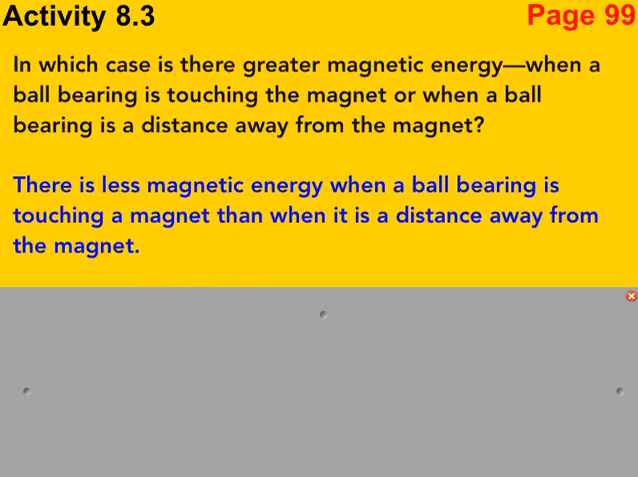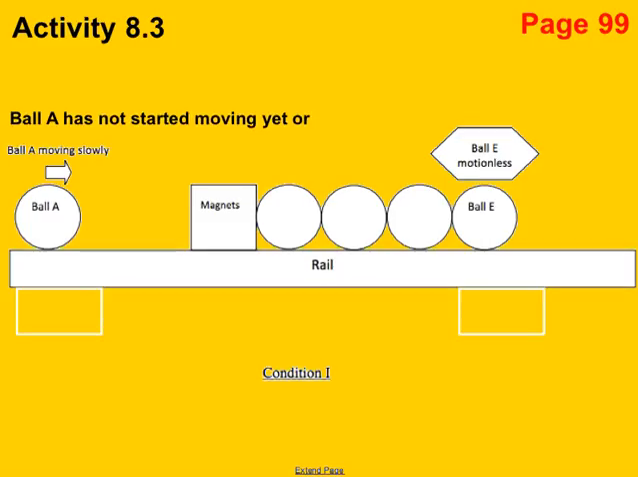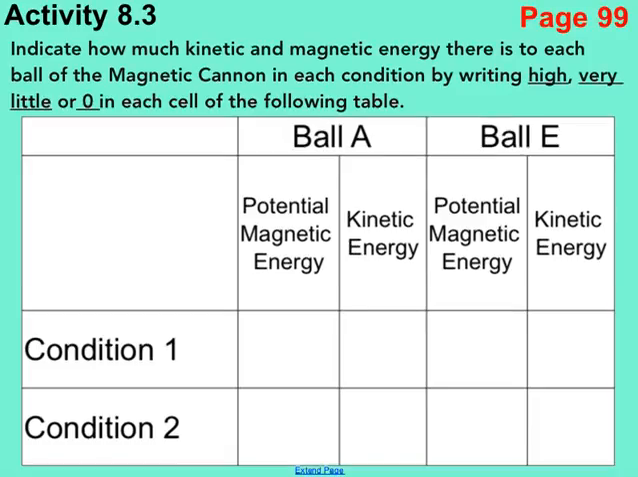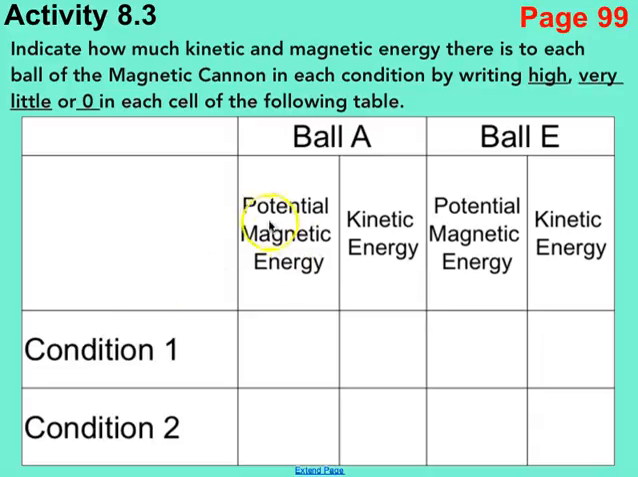So this is what we're going to do, and this is going to hammer it home. You're going to fill out this chart on the bottom of page 99, by writing high, very little, or 0 in each cell. So condition 1, remember, was right here. You can pause the video so you can see it, but in your book, you'll want to be right here. In condition 1, the ball is here. So what potential magnetic energy? Is it going to be high, very little, or 0?